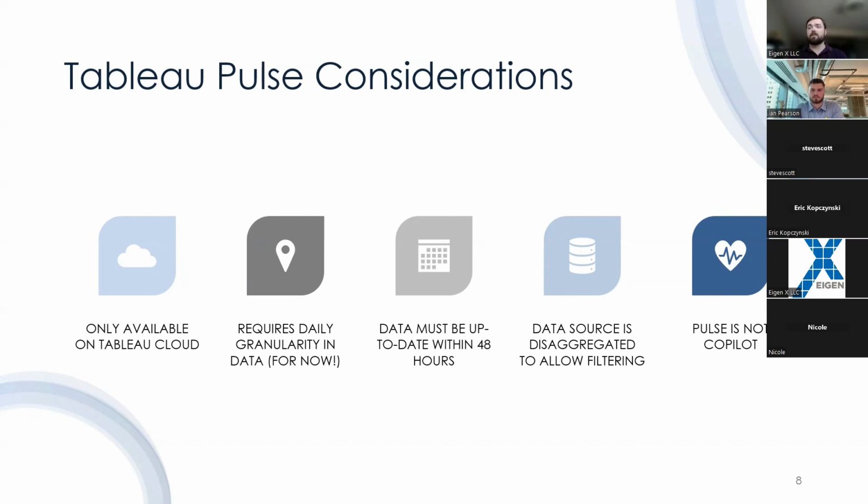Data sources should be disaggregated to allow filtering. Obviously, a good handful of you should have been on the development side at one point or another and known that the more you can aggregate your data sources, the better they will perform. But you need to do that to a particular level that still allows Tableau Pulse to draw insights using that generative AI and still allows it to see all the different dimensions that it can cut those data sources by.